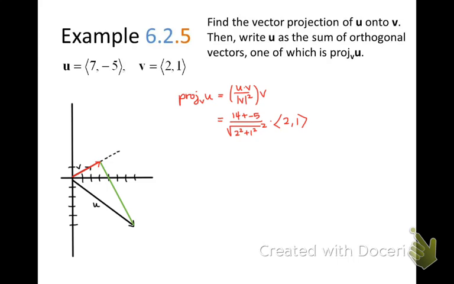All right. So 14 minus 5 is 9. I'm losing my square root on the bottom because I've squared it, so it's just going to be 9 over 5 times 2, 1. That ends up being 18/5, 9/5. So this is my projection vector right here.